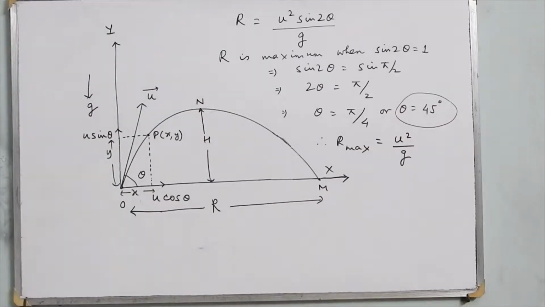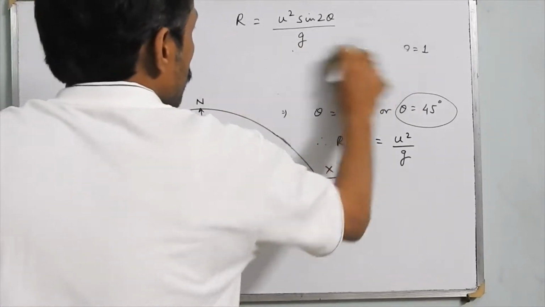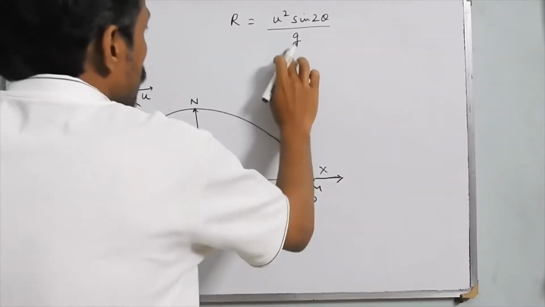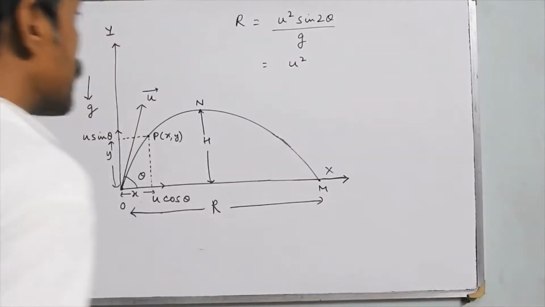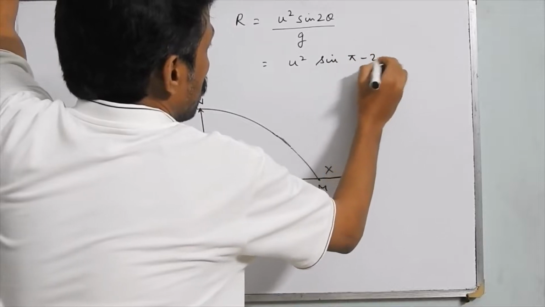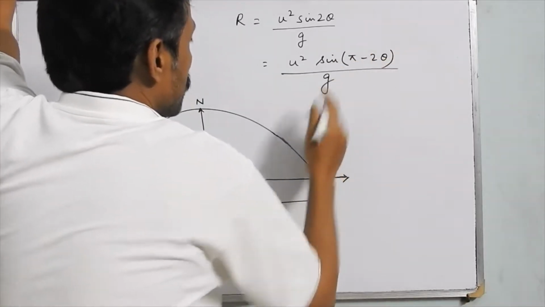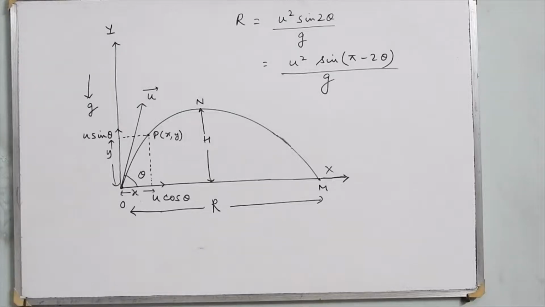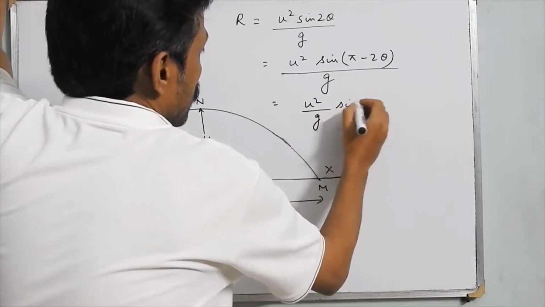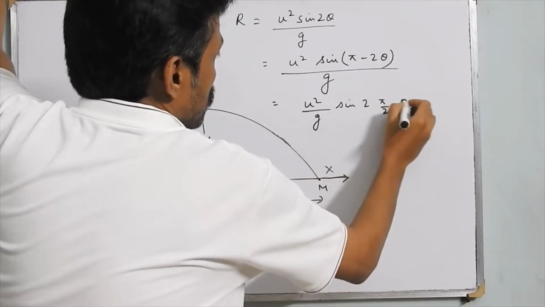We can also show that for 2 different angles of projection, we will get the same value of the range. So again, starting from this equation, note that it can be written in a slightly different manner. I can write u square sin pi minus 2 theta, because sin of pi minus an angle is equal to sine of the same angle. So now we can write this as sine twice of pi by 2 minus theta.